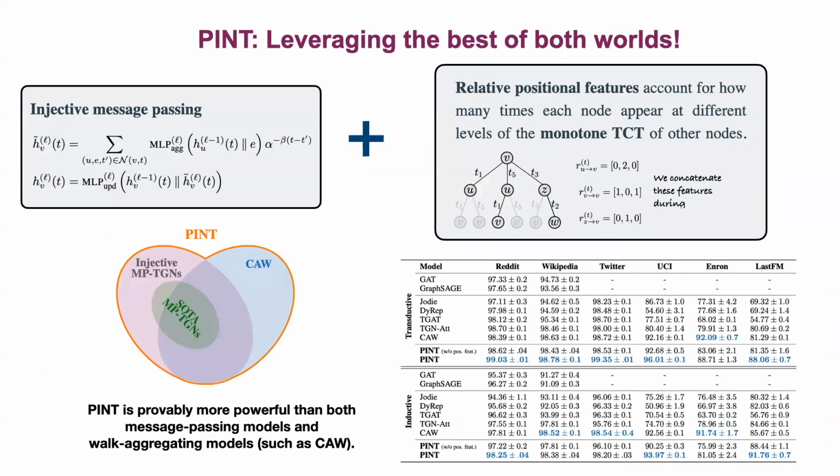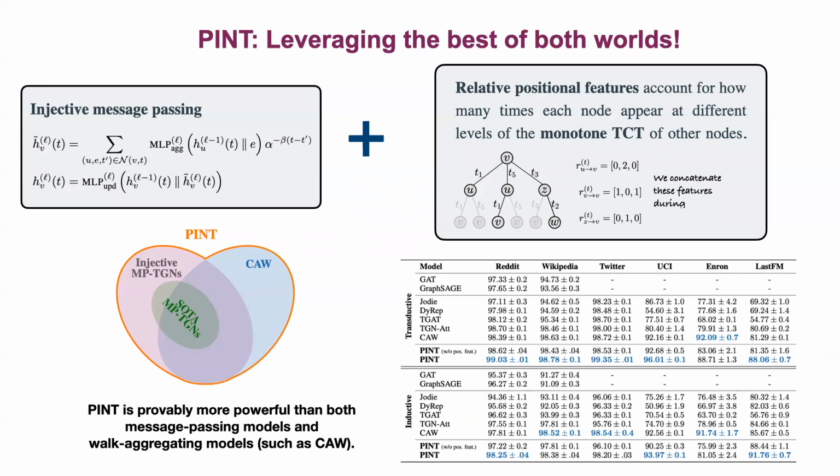Okay, so now a natural idea would be: is there a systematic way, for example, to combine? Because none of these class of models, temporal graph networks, subsumes the other. So is there a way to benefit from the strengths of both of these? And it turns out that yes, you can do that. And this is exactly what we do as part of this new model, which we call PINT.